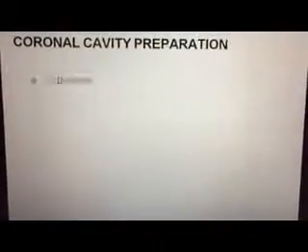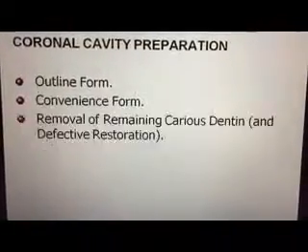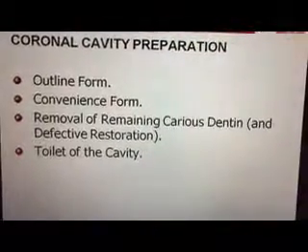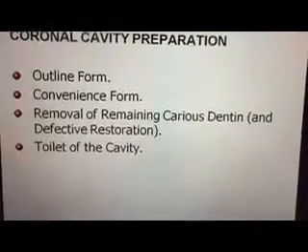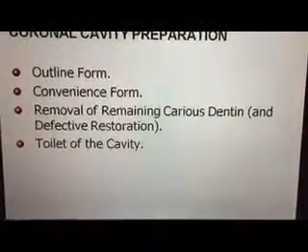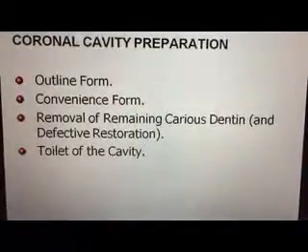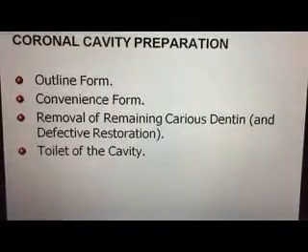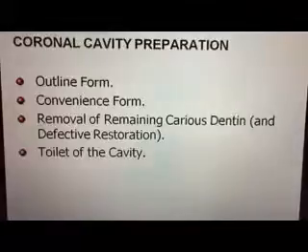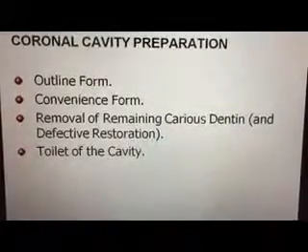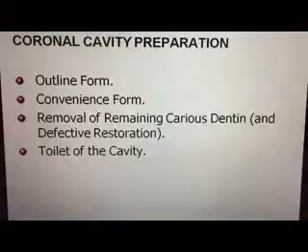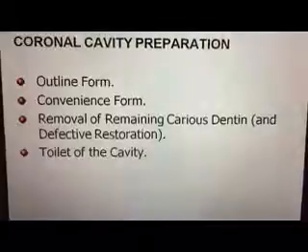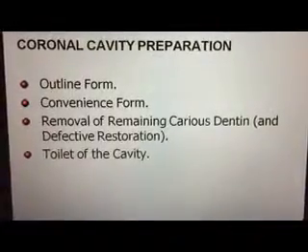There are certain principles to prepare the endodontic coronal access cavity and they are analogous to G.V. Black's preparation: outline form, convenience form, removal of remaining carious dentin and toileting of the cavity. The outline form is influenced by the size and shape of the pulp chamber and the number of root canals. In convenience form, the access cavity is expanded so that instrumentation becomes easy. Removal of remaining carious dentin at the onset of access cavity preparation will help in reducing the bioburden and removing the microorganisms as much as possible.